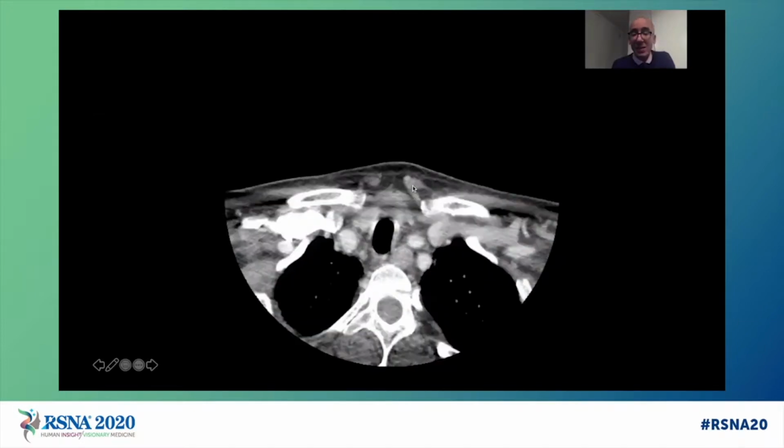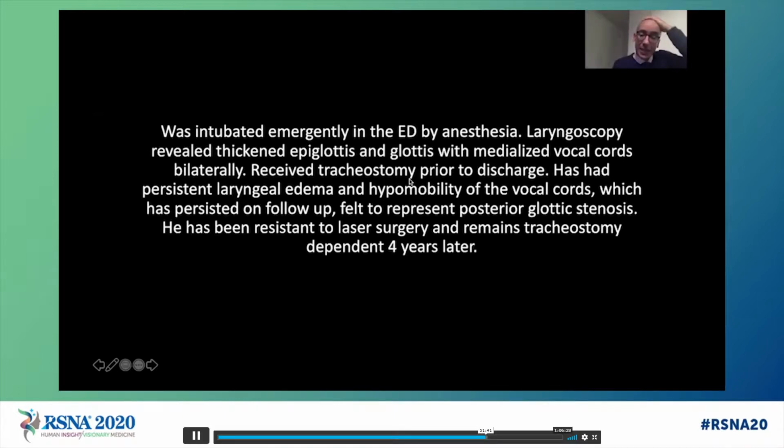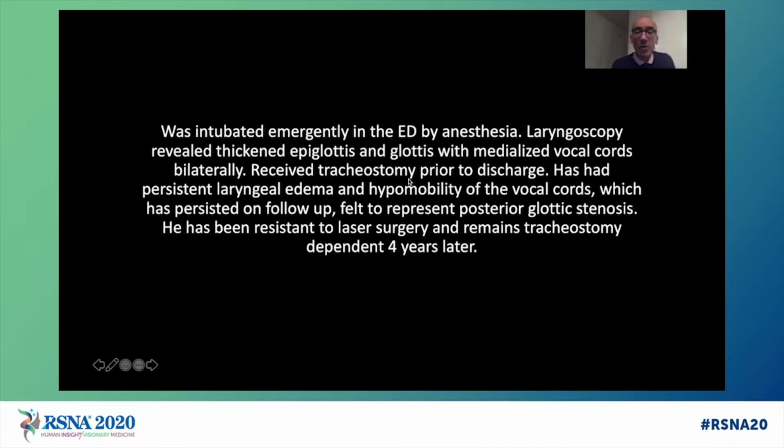And so this patient was in extreme distress. He was intubated emergently in the ED by anesthesia. It was a difficult intubation. His laryngoscopy revealed a thickened epiglottis and glottis with medialized vocal cords bilaterally, which we saw in the CT. Now, when you see that, I mean, that could be a transient finding just due to phonation or breath holding, but in his case, it was fixed.